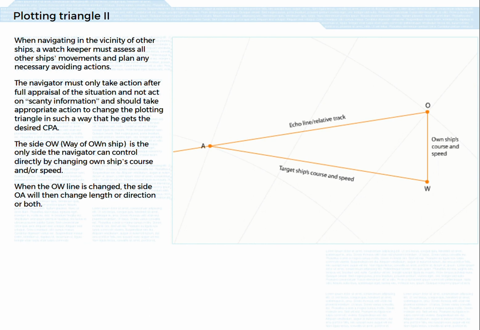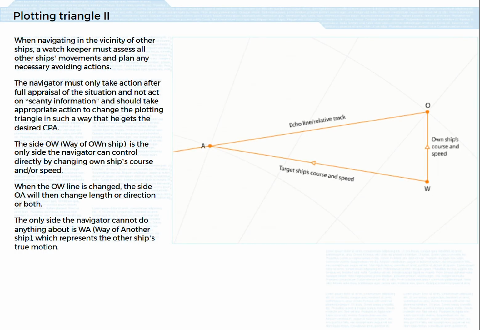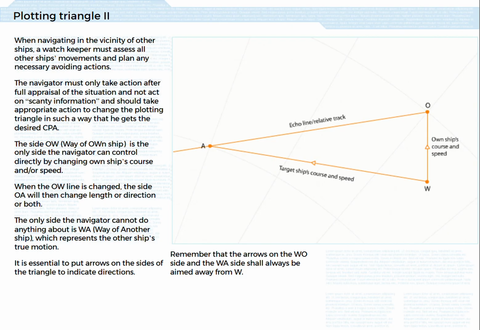When the OW line is changed, the side OA will then change length or direction, or both. The only side the navigator cannot do anything about is WA, or way of another ship, which represents the other ship's true motion. It is essential to put arrows on the sides of the triangle to indicate directions. Remember that the arrows on the WO side and the WA side shall always be aimed away from W. On the OA side, the arrow shall aim from O to A, and is normally shown as an arrow with a circle round it.